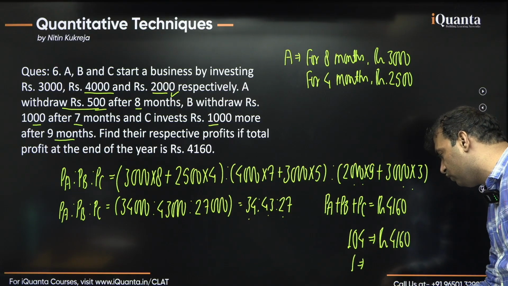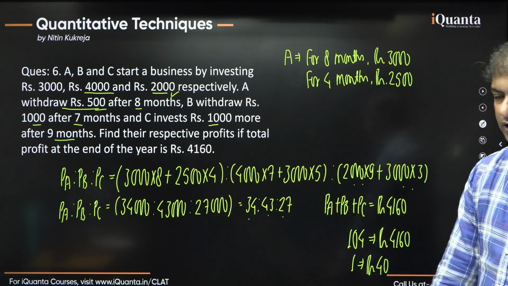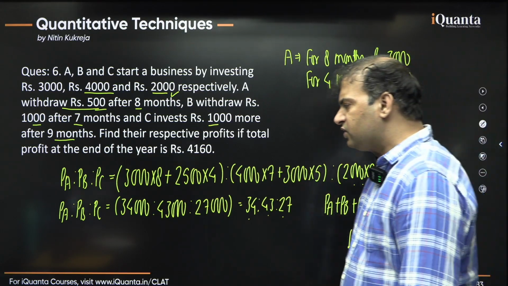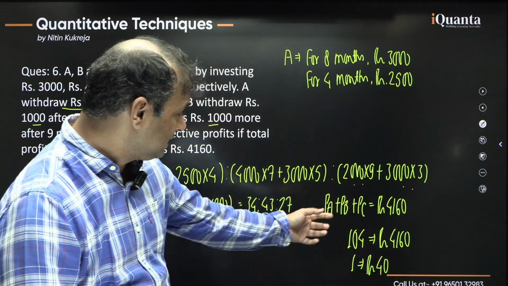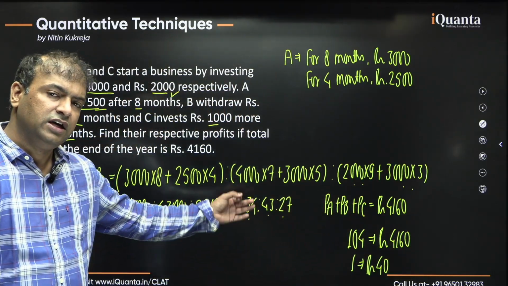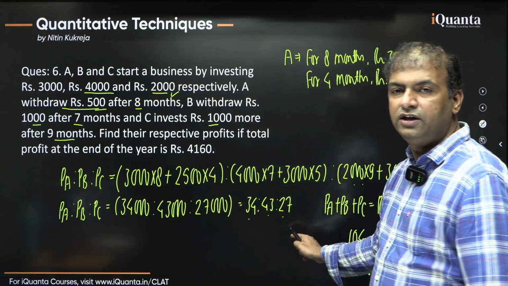416 is actually 4 times 104, so this is rupees 40. So 1 of the assumption is rupees 40 of the real. So guys, in these questions, usually they give such kind of numbers which get cancelled like this. So we got 1 is 40, so we can easily find 34, 43 and 27 as well, right?